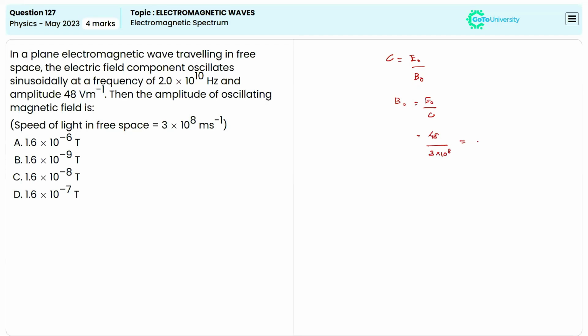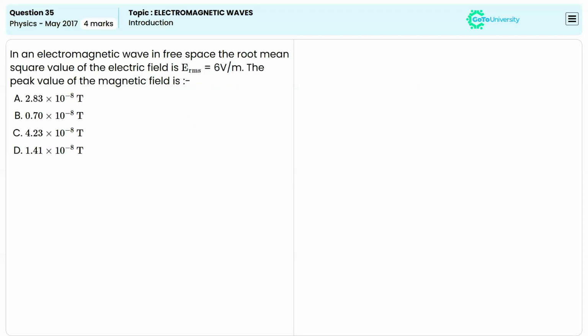When we simplify this, we get the answer of 1.6 times 10 to the power negative 7 with the unit of Tesla. So B naught will be represented using the unit Tesla. It's a known one, right? So the correct answer here will be option T. Now we are moving to the next question.